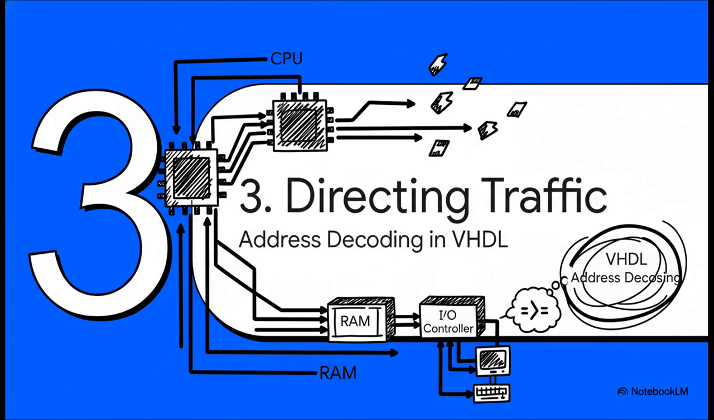Okay, section 3, the code that directs traffic. So how does this actually work under the hood? I mean, when the CPU says, hey, I need to read from address 0x20, or I need to write to 0xFF5, how does the system know where to go? Well, the secret sauce is baked right into the hardware's design, which we're describing using a special language called VHDL.